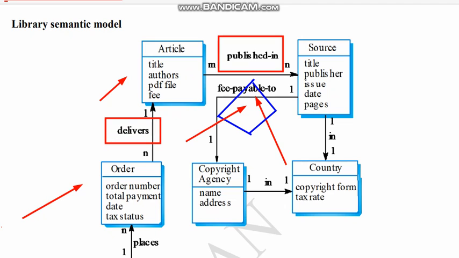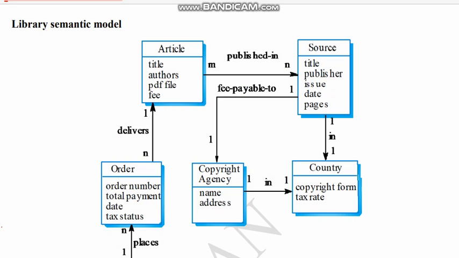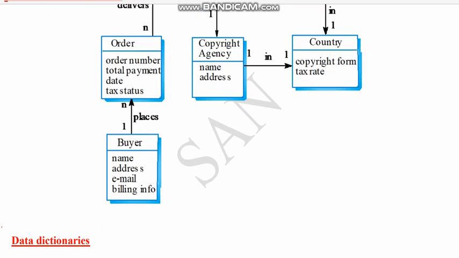Similarly, delivers is a relationship between article and order. Are you getting that? Okay. Similarly, one more relationship is there, that is places. Places is a relationship between the order and buyer. Buyer places the order.